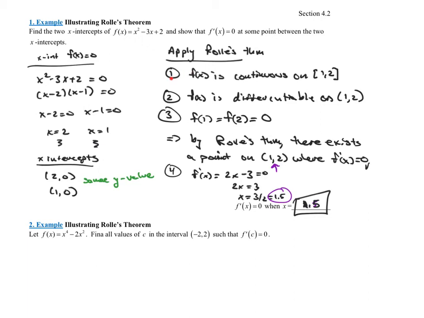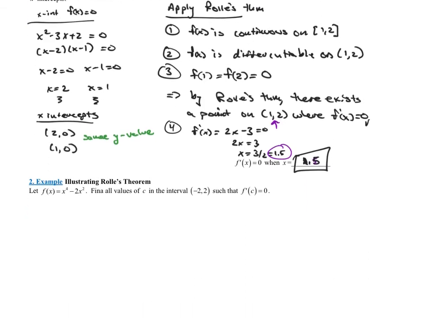The first thing you have to do to get credit for this problem is state that it's continuous on the closed interval. Second thing, state that it's differentiable on the open. Third one, look at the endpoints and say the y value is the same. Conclude from Rolle's theorem that the point must exist, and then find the point. Again, part 4 is not Rolle's theorem. Part 4 is us doing math. Rolle's theorem merely tells us the existence of a point.